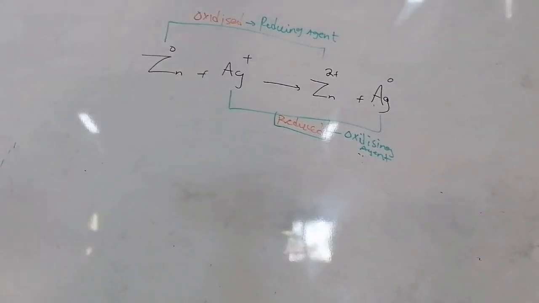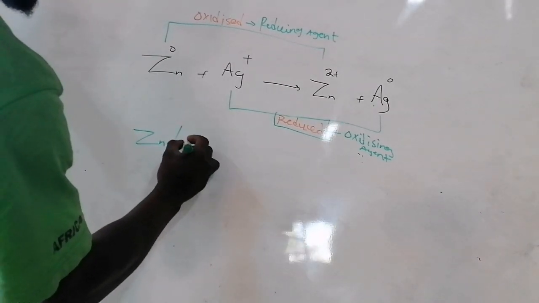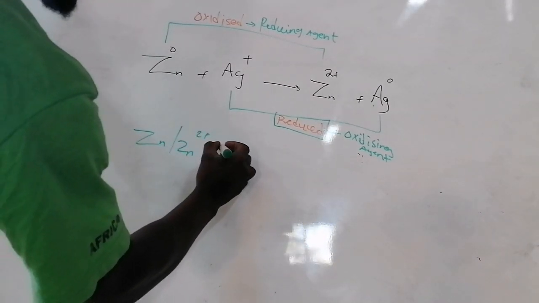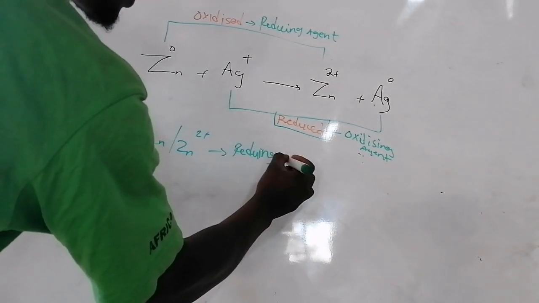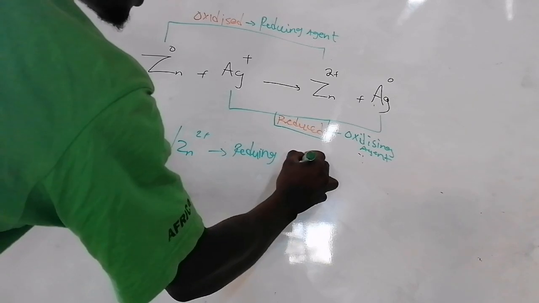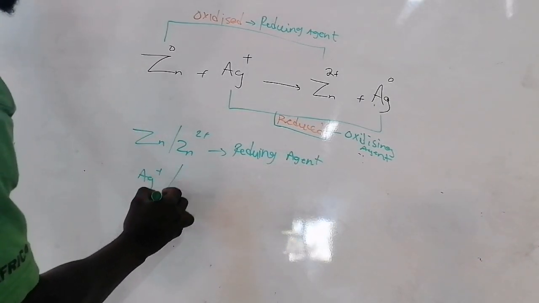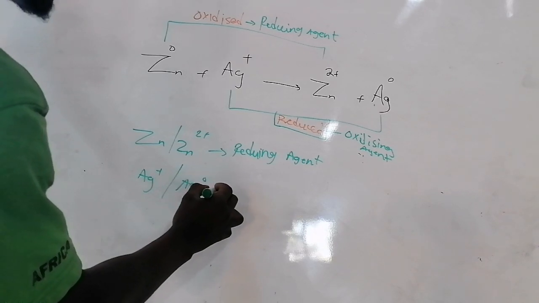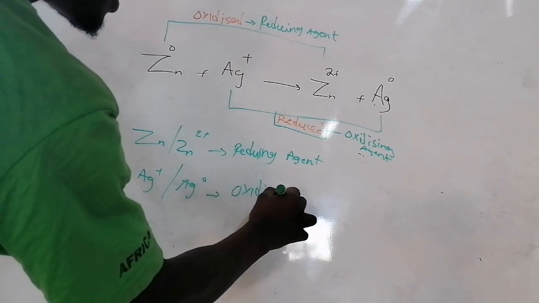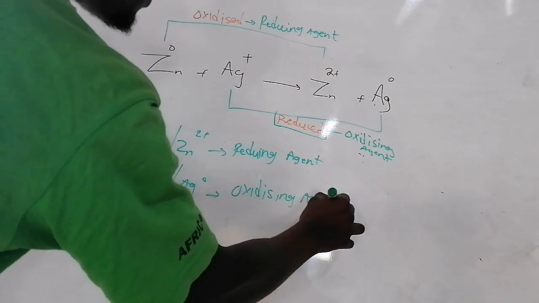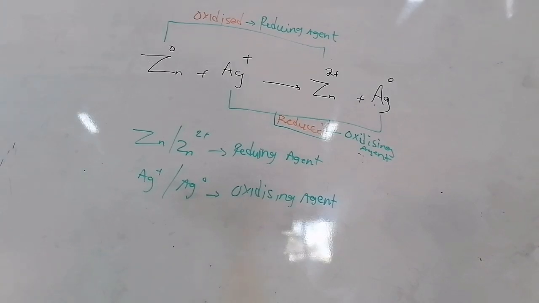All right, we know that zinc, or Zn2+, is the reducing agent, right? And we know that Ag+ or Ag is the oxidizing agent. This is what we know, this is what we have discovered.